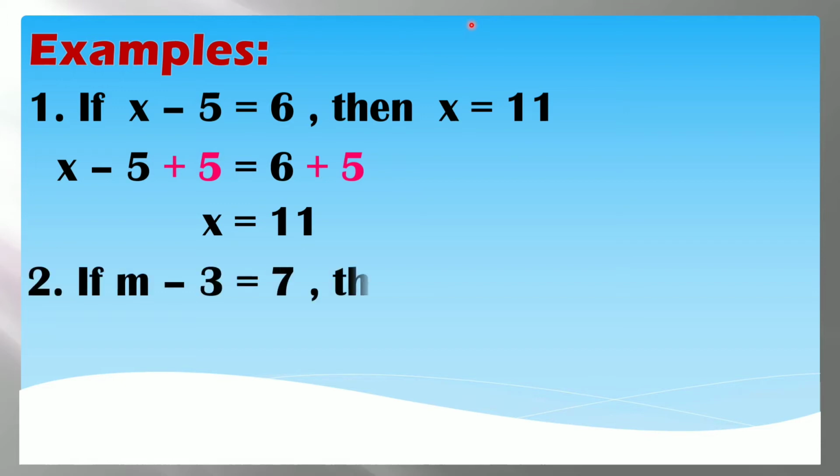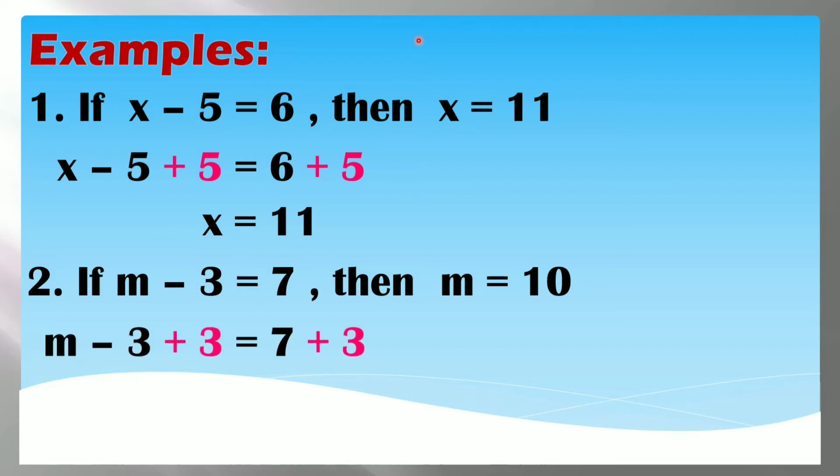Number 2, if m minus 3 equals 7, then m equals 10. Paano siya naging m equals 10? Kasi nag-add tayo ng 3 both sides. So, m minus 3 plus 3 equals 7 plus 3. Then, ito ay 0 na, so m na lang ang matitira. 7 plus 3 is equals to 10. Yun po yung addition property of equality. Kung anong in-add mo sa kaliwa, yun din ang i-add mo dapat sa kanan.